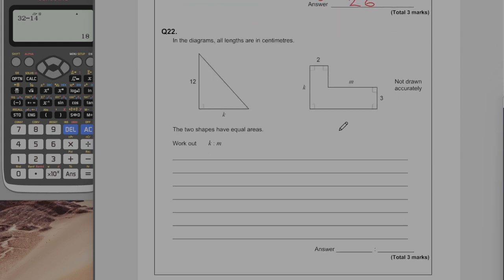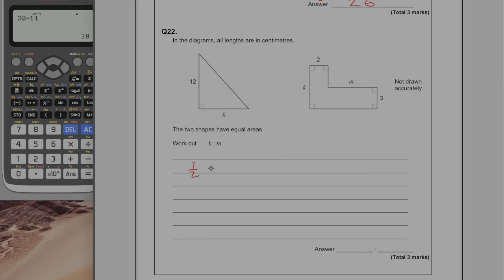Right, question 22. In the diagram, all the lengths are in centimetres. The two shapes have equal areas. Work out K to M. Right, okay, so if the areas are equal, what we can say then is the area of the first shape is going to be equal to a half of 12 times by K, which is going to be 6K.